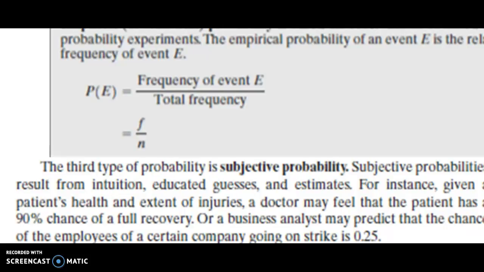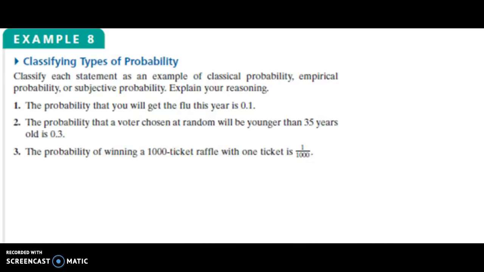We can kind of do this after a while. You can kind of see something. If something is over 90%, it's more likely to happen, something like that. Now it says right here, classify the types of probability. Classify each statement as an example of classical probability, empirical probability, or subjective probability, and explain your reasoning.